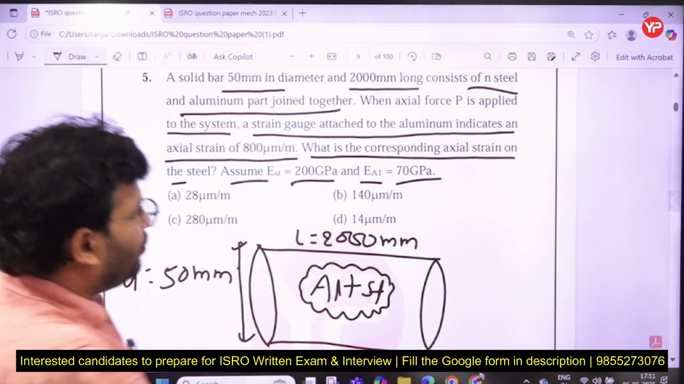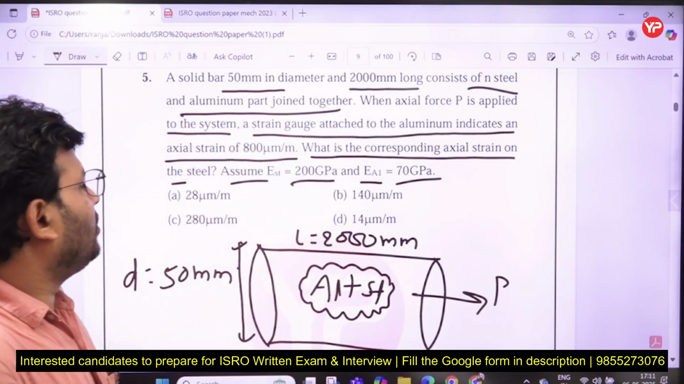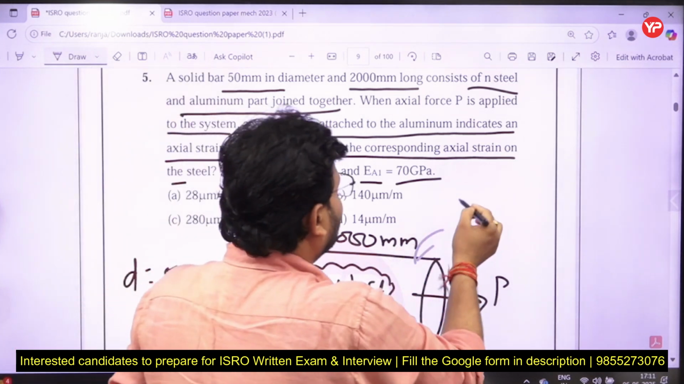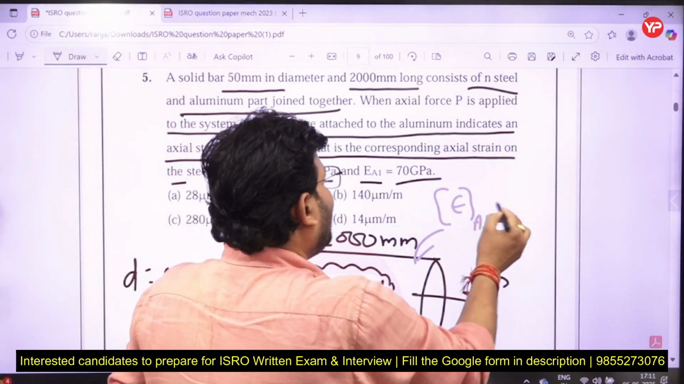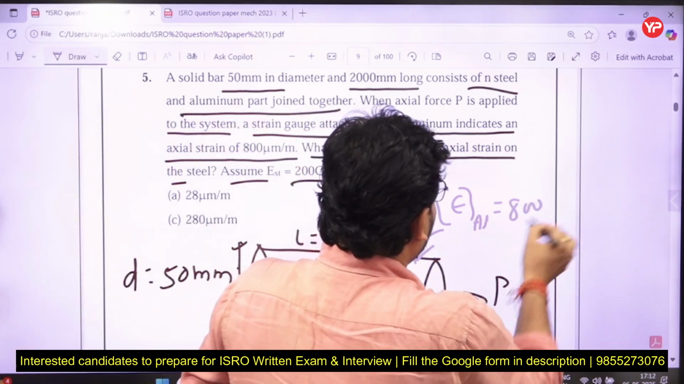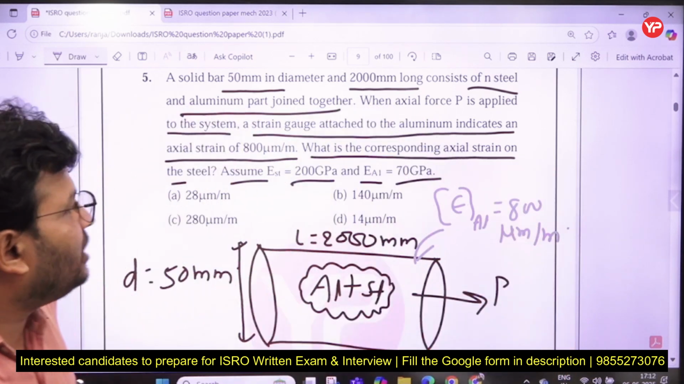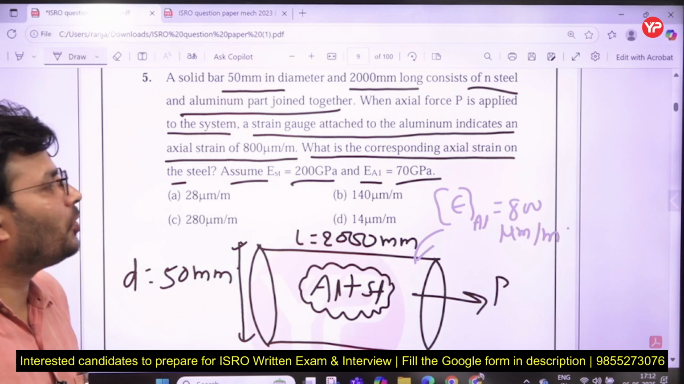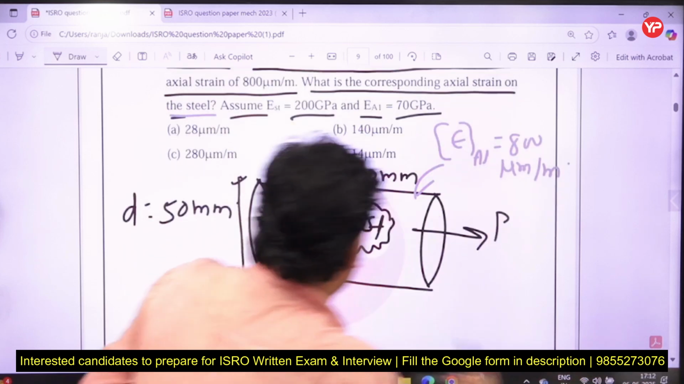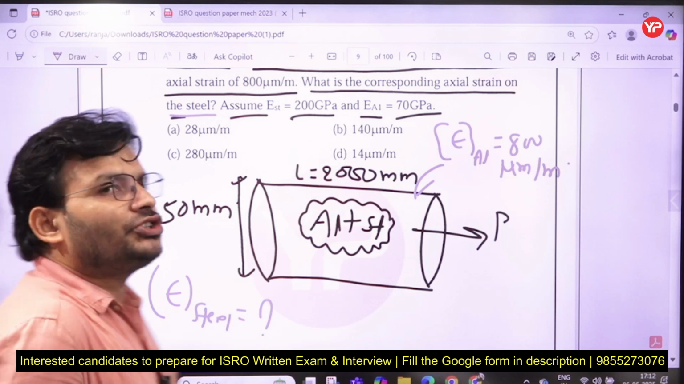One force here, axial force P, is applied. When an axial force P is applied to the system, there is one strain gauge fitted to the aluminum. The strain gauge of the aluminum reads an axial strain of 800 micrometer per meter. So what is the corresponding axial strain in the steel? In this question I have to calculate the strain developed in the steel. That is the question.